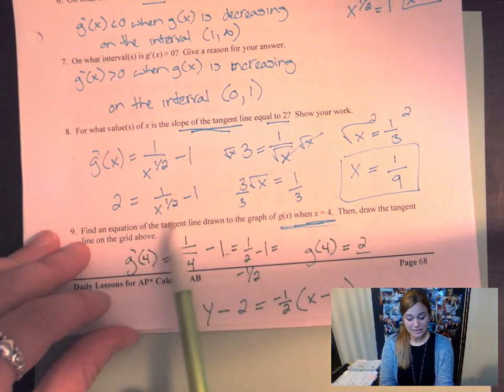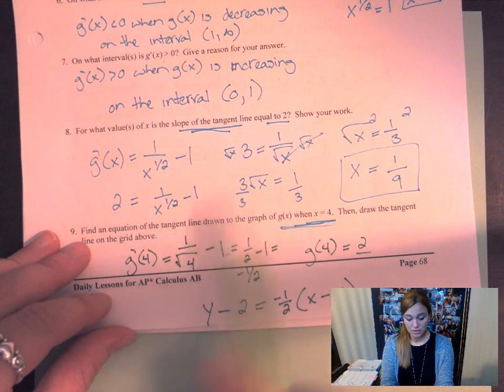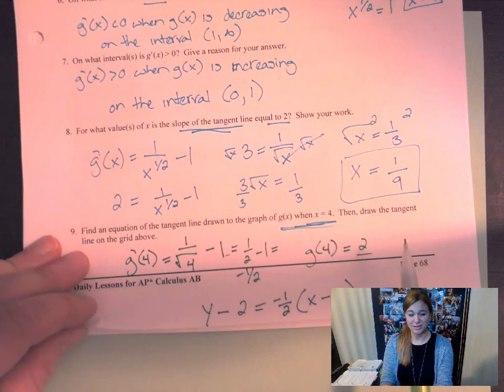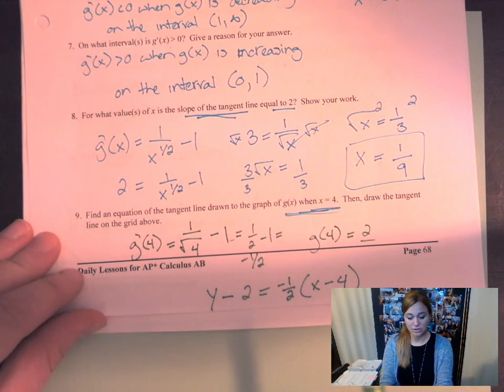So I found the derivative and set it equal to 2. I'm adding on both sides. It's kind of weird, but you get x is equal to 1/9. Go through my work if you didn't get the same thing. Make sure that you're trying this on your own.